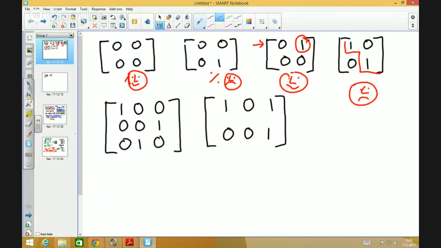No. Why? Because if we look at this entry, for instance, you look above. Oh, yeah, sorry.